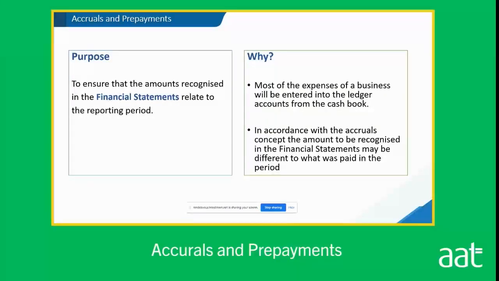Why is that so important? Well, for those of you that have studied level 1 and level 2, you'd be very comfortable with the fact that when you pay for an expense, the double entry is to debit the expense account and to credit the bank. And that's absolutely right. And therefore, the movements in the ledger accounts are driven by those monetary movements.